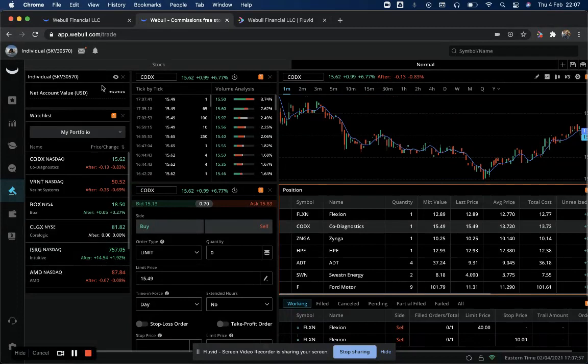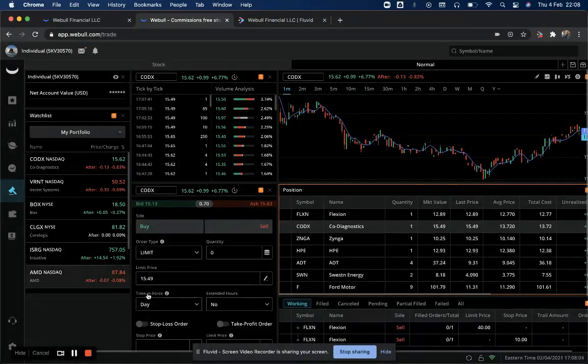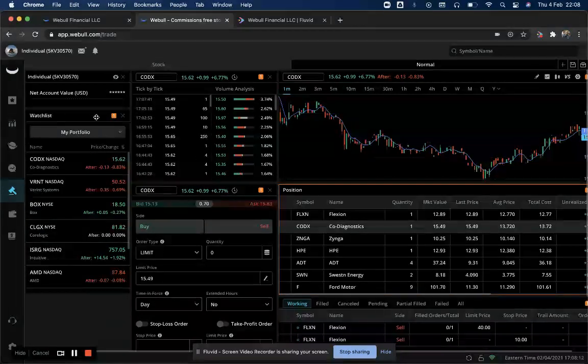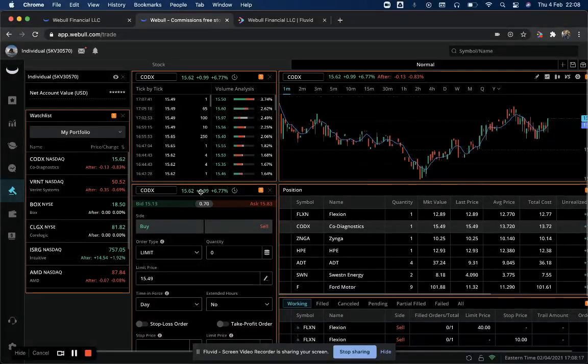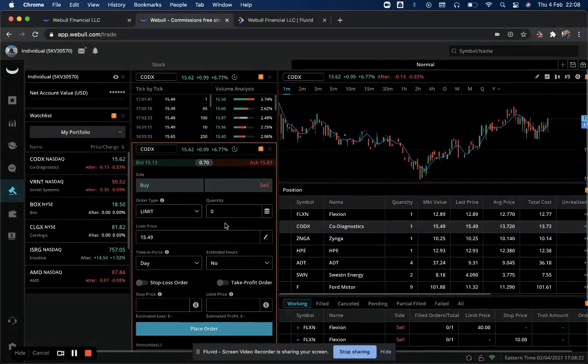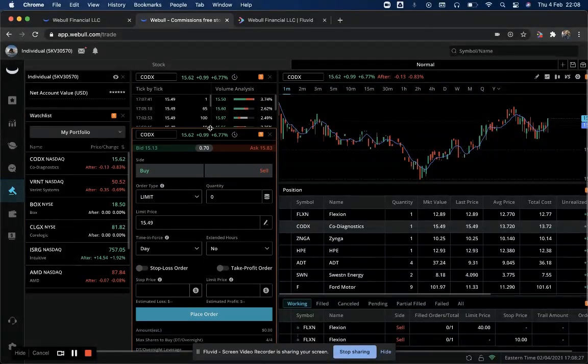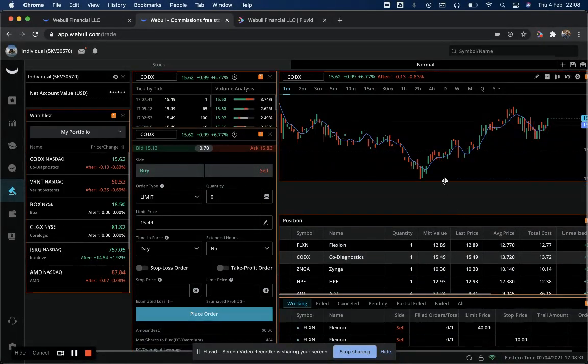So once you log in to the website, you go to trade right here, and this is the kind of page that opens up, okay? Now there's a lot of information going on here. There's your portfolio, your watch list, if you have any, the current stock, its stock chart, and over here is basically placing the order for that stock. There are quite a few things happening here, and we're going to go over just the things that matter, in my opinion.